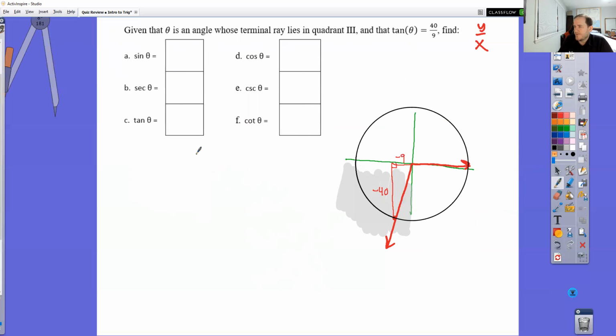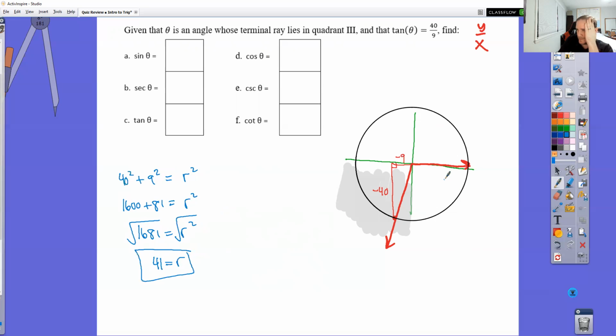So this circle is not a unit circle. Let's do the Pythagorean Theorem. The 40 squared plus the 9 squared equals our radius squared. So 1600 plus 81 equals r squared. 1681 equals r squared. All right, guess what this is? It happens to be exactly 41. Yes, I did that on purpose. I wanted to give you numbers that were nice and clean. But so your radius is 41.